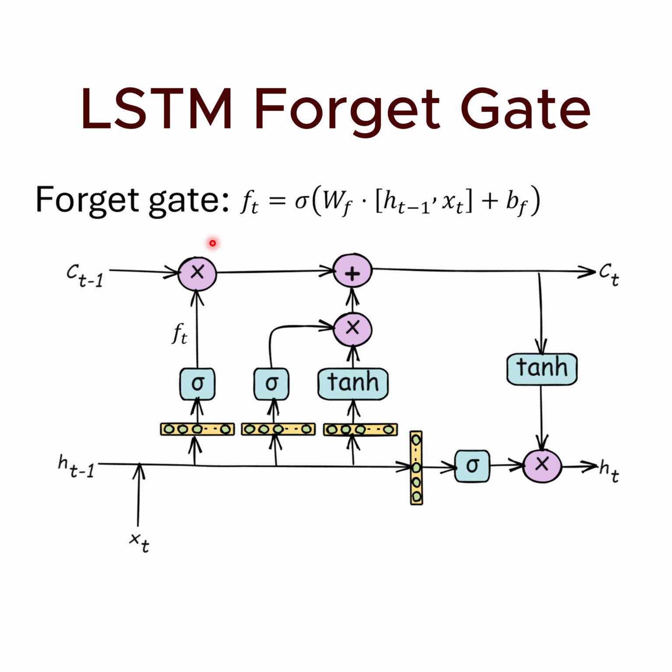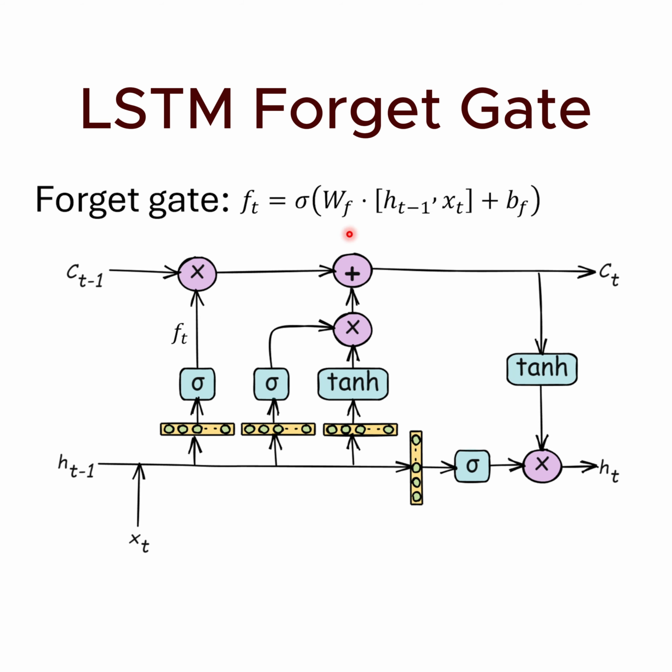The forget gate decides how much of the previous cell state, C sub t minus 1, should be retained. This is the formula. The forget gate is a linear feed-forward layer that takes the previous hidden state and the new input x sub t as input. The output logits of the layer go through a sigmoid function. So f sub t is the forget gate output.